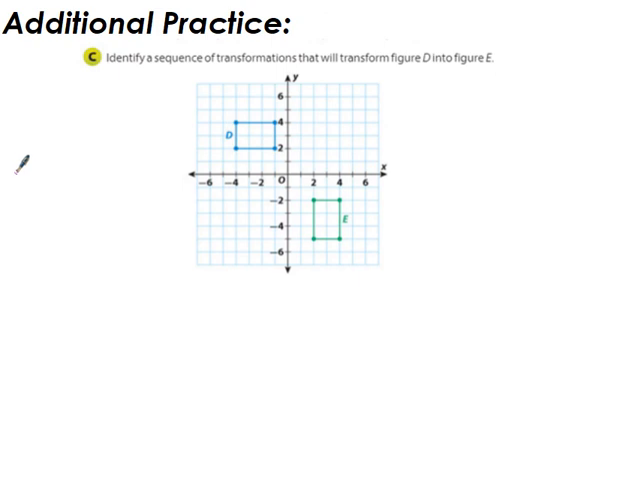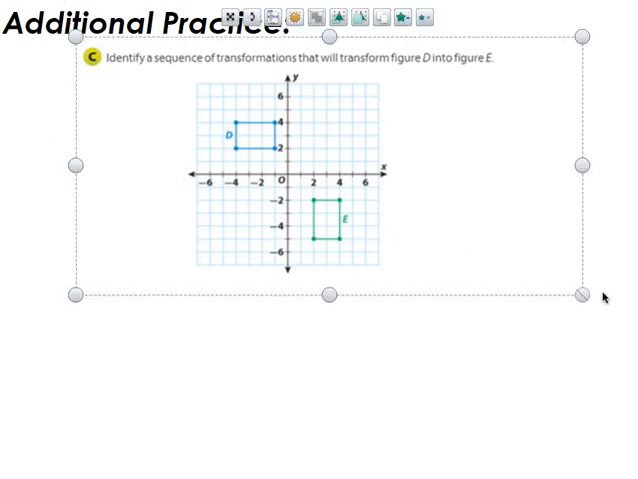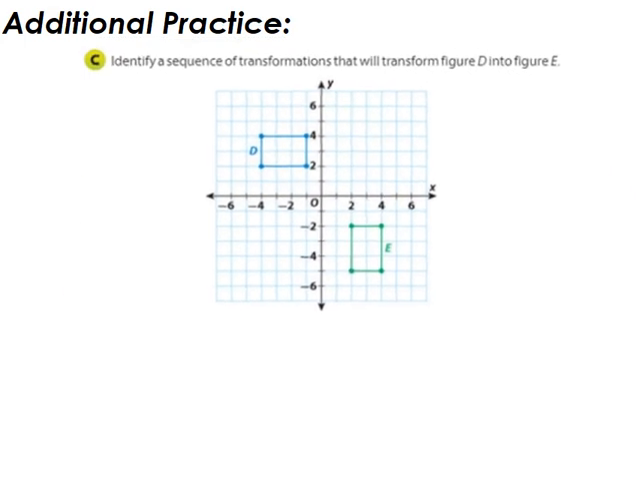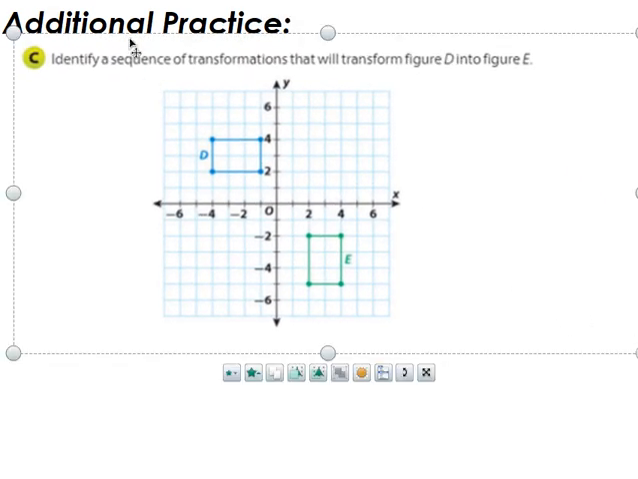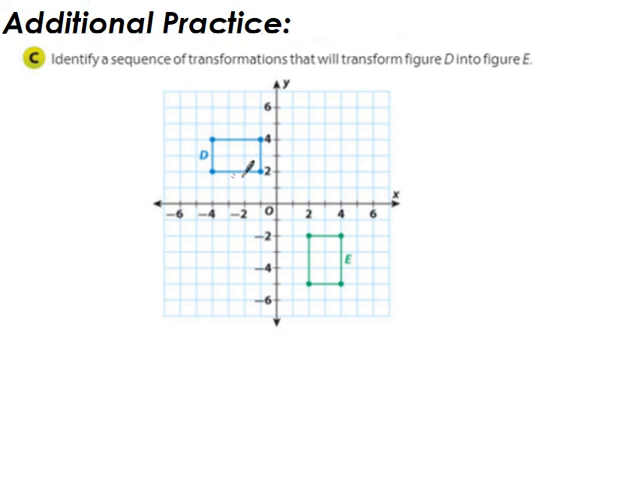Try this one on your own. See how you do. All right, let's see. I'm trying to go from figure D to figure E. Now, I know that figure D needs to be rotated. If I reflect it a bunch, it's always going to have this side be on the bottom no matter what. So I have to rotate it.